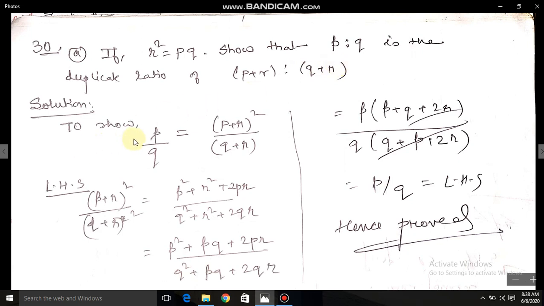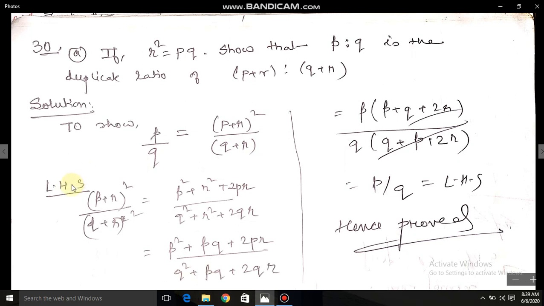So what we'll have to show, that p by q is equal to the duplicate ratio of p plus r and q plus r. What is the duplicate ratio of p plus r and q plus r? That is p plus r whole square and q plus r whole square. Sorry, here whole square is missing. Just put here whole square. Okay, p plus r whole square by q plus r whole square.